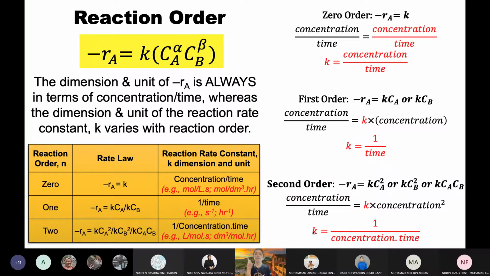However, if you have two reactants, so let's say your reaction has two reactants, it is a bit hard for you to deduce exactly. Because say you get the unit of K and you deduce it is first order.